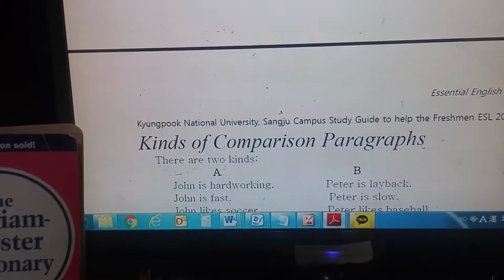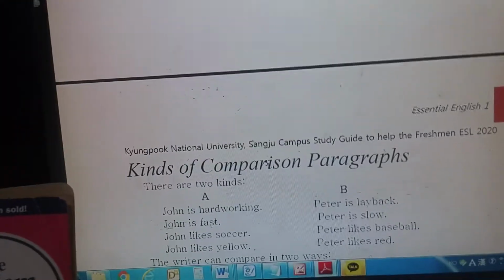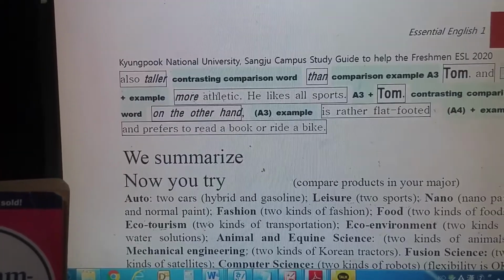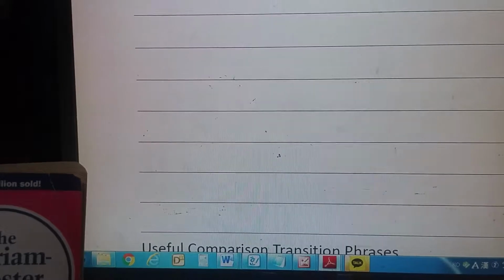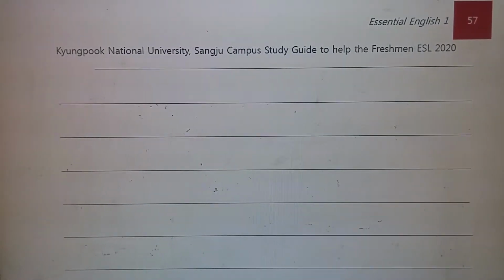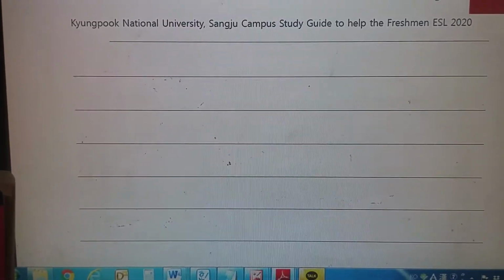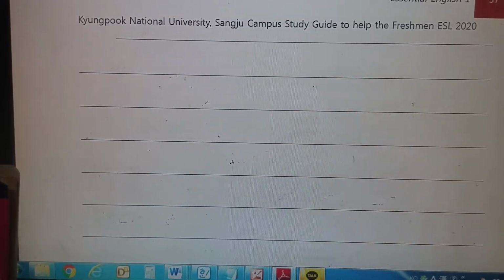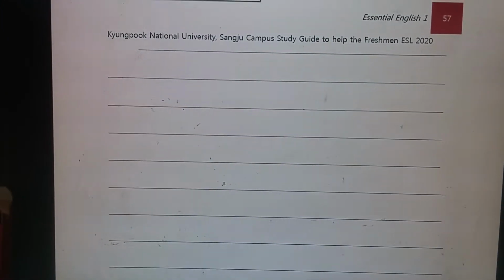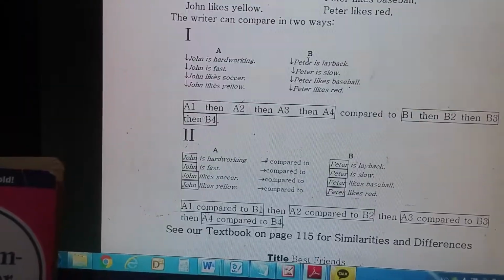And what you're going to do next is page 55. You're going to write a paragraph of 5 sentences. I want to go down to page, here it is, page 57. There it is. And here you're going to write in this open space 5 sentences of a comparison paragraph comparing two things, A and B. Now let's go up as an example. I want to show you the example here.